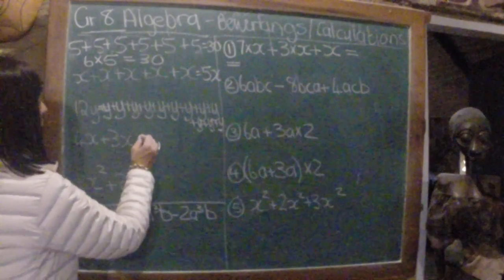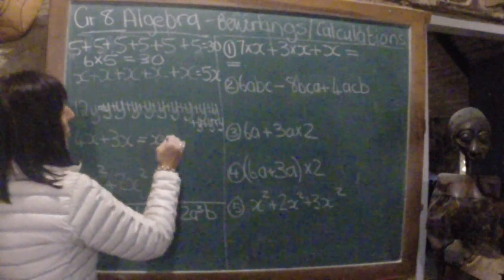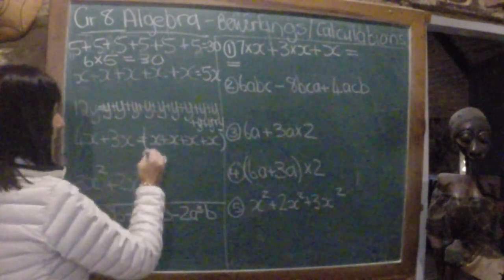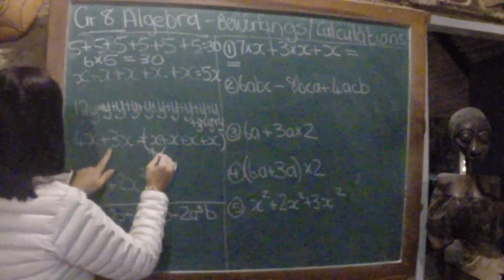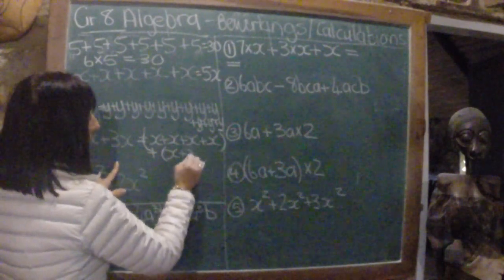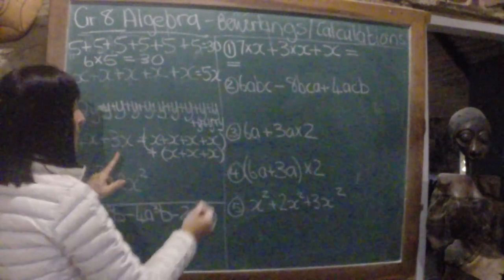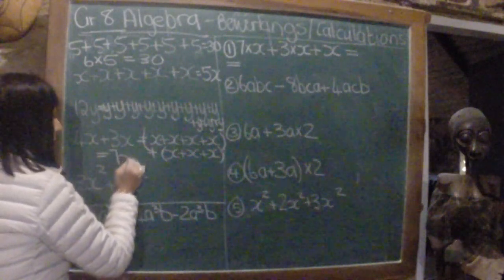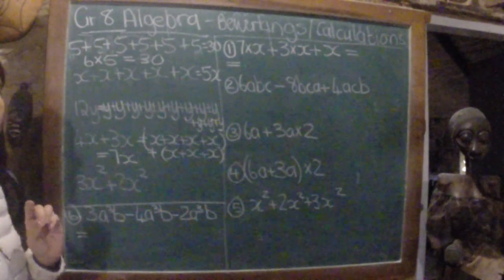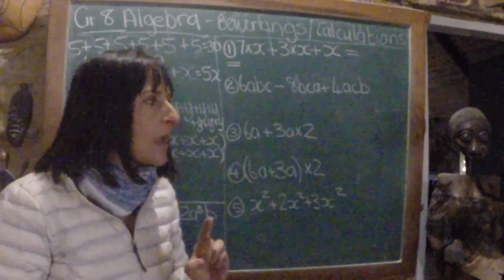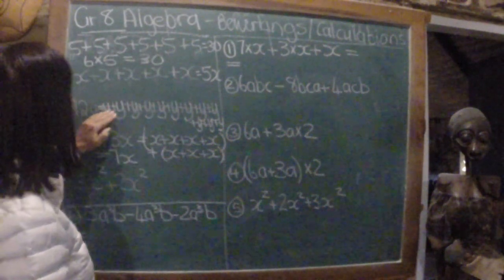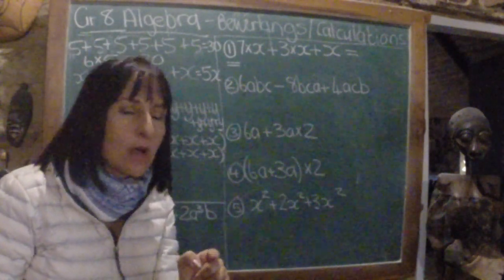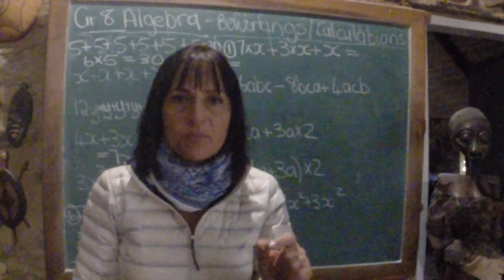Baie maklik. I've got 4 x's, like that. That's 4x. And I add another 3. 1, 2, 3. So if I add them all up, it gives me 7 x's. So wat belangrik is graad 8's, I must check whether these things are all the same. And if they are all the same, I may add and subtract.